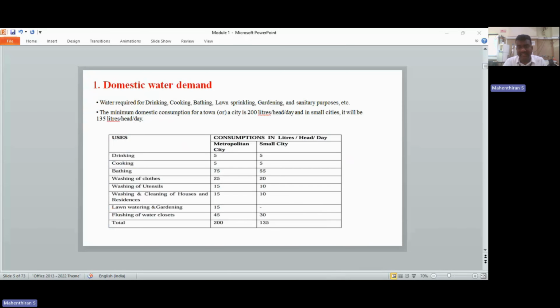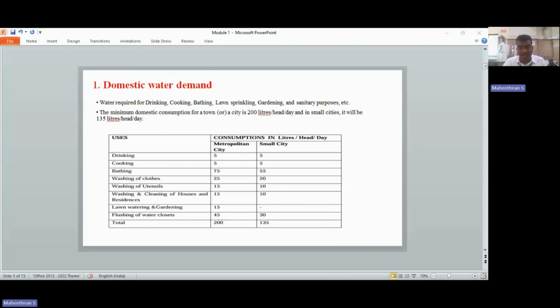And for bathing, in metropolitan cities, it is 75 liters, whereas in small cities, it is 55 liters. Here, you can see a significant difference because people in metropolitan cities tend to use showers, whereas in smaller towns, water use is relatively conservative.